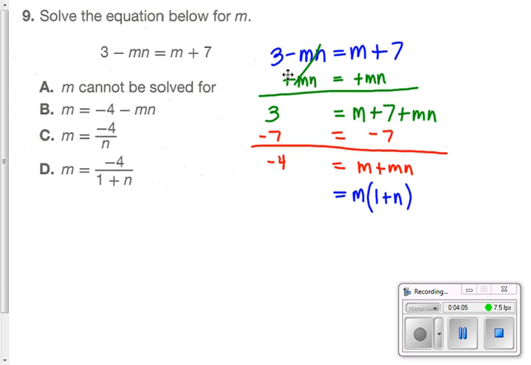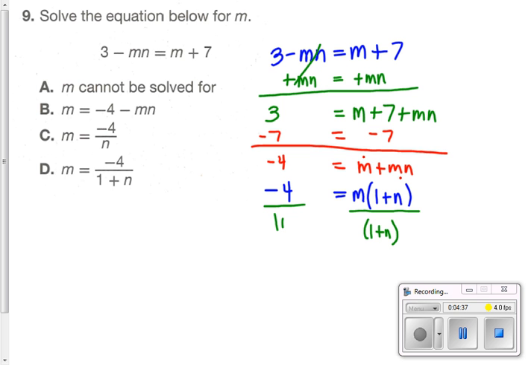If you think about it, and you do your distributive property, and I distribute it back in, m times 1 would give me m. m times n would give me mn. So basically what I did is I factored out an m out of each one of those terms there, and I'm still left with negative 4 on the left side. In order to get m alone here, the distributive property is dealing with multiplication, so I need to divide by 1 plus n. What I do to one side, I do to the other.